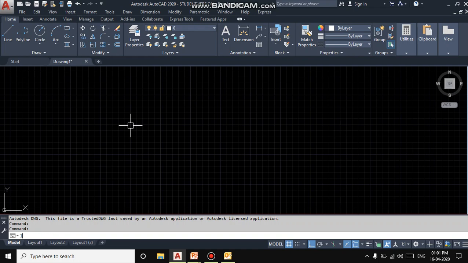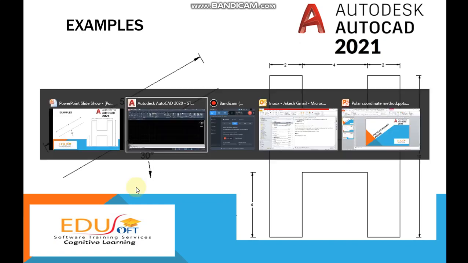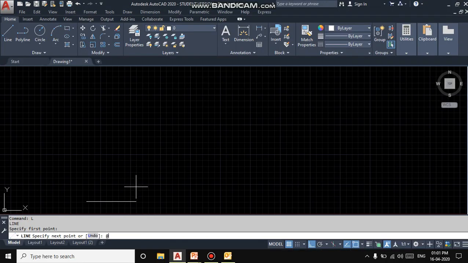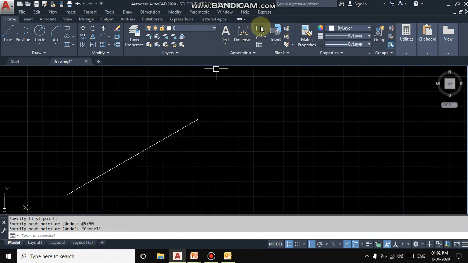So I am taking the line command. Let me start my line from here. The line length is 5 units at an angle of 30 degrees. So I am giving initially @ and the length of the line, 5, then the symbol <, where we give the angle description. See, the line is completed. If you measure the line, you can see the length is 5 units.